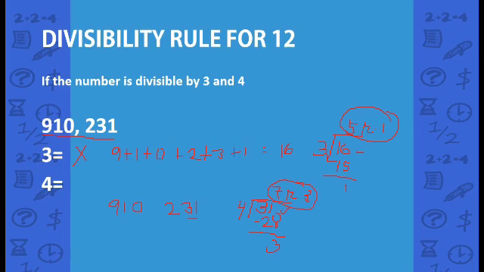And so, the original number 910,231 is also not divisible by 4. So, ang number na to ay not divisible by 3 and by 4, meaning it is also not divisible by 12. So, I hope that you learn the divisibility rules for 4, 8, 11, and 12.